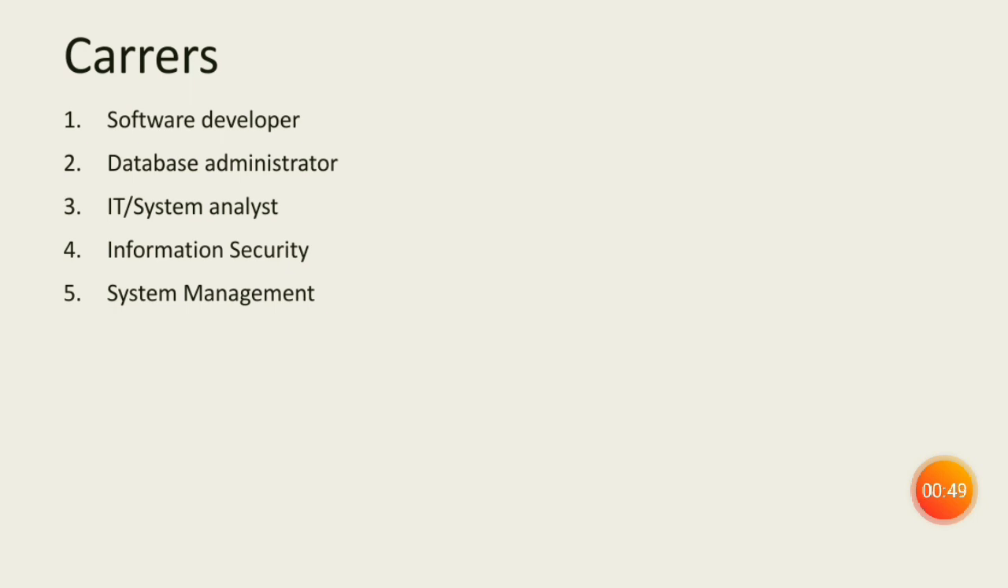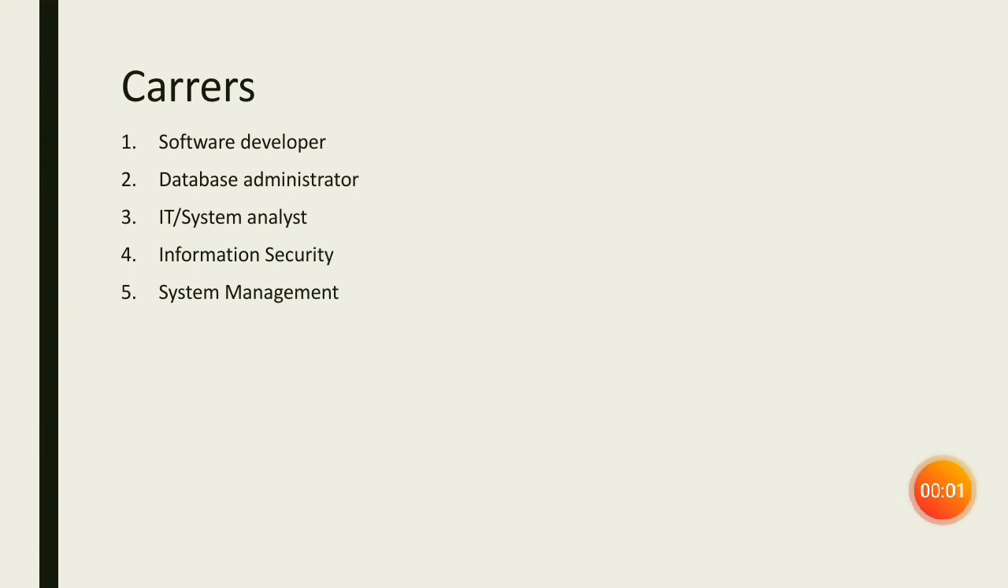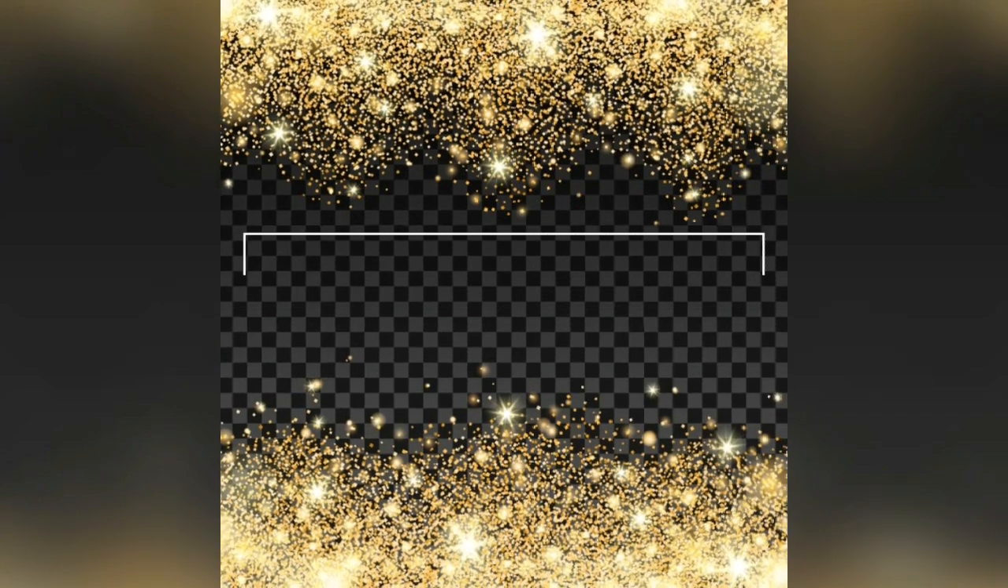Fourth one is information security. An information security manager can deal with all e-safety and cyber issues. Now the fifth one is system management. The system manager is responsible for managing all the information and dealing with all the queries and issues of the system. That's all for today.